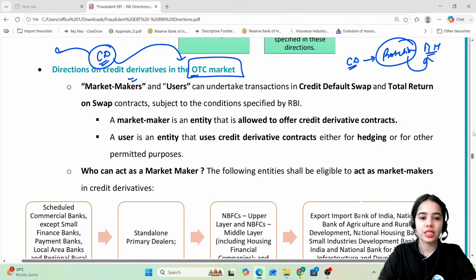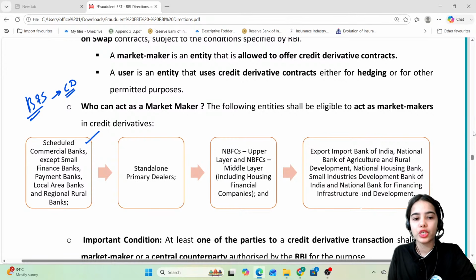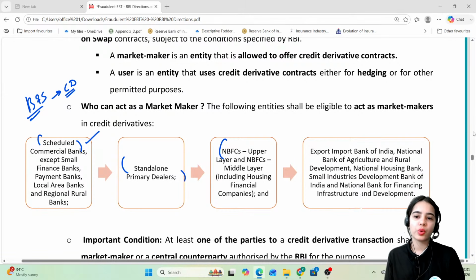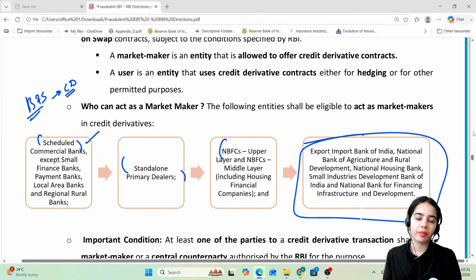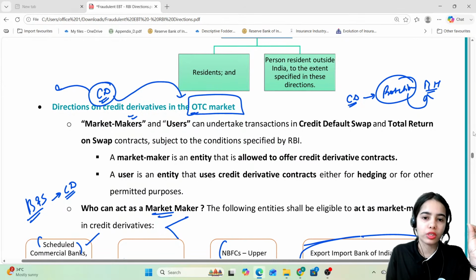So the market makers, we discussed, can buy and sell the credit derivative. Scheduled commercial banks except small finance banks, payment banks, local area banks and regional rural banks; standalone primary dealers; NBFCs in the upper layer and middle layer; and Exim, NABARD, NABFED, SIDBI and NHB are the market makers that can buy and sell the credit derivative. Mistakenly, I said that they can do so in OTC and the exchanges also. No, the market makers, this is for the OTC.